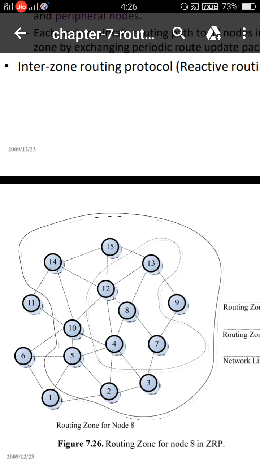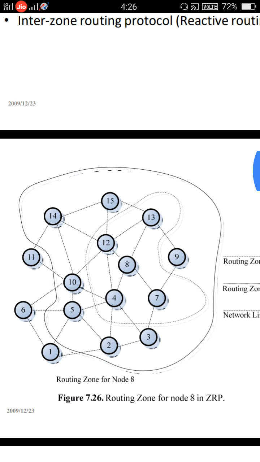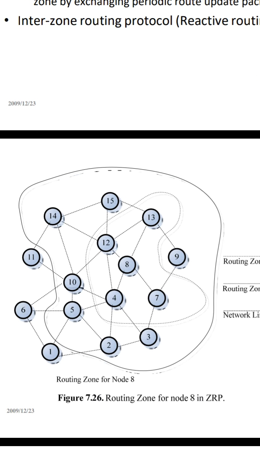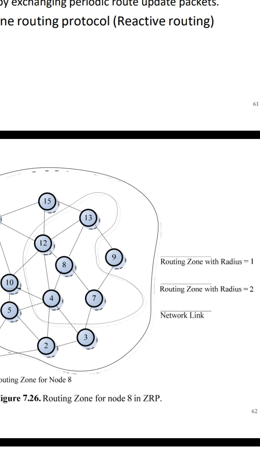In that inter-zone protocol, all these nodes form one zone, and outside this zone are nodes 2, 3 and then 9, 15, 14, 10, 5, and these nodes can be called peripheral nodes. Okay, peripheral nodes. And the remaining nodes, 11, 6, 1, are in the next zone. So this is the routing zone with radius 1 and with radius 2 and the network.